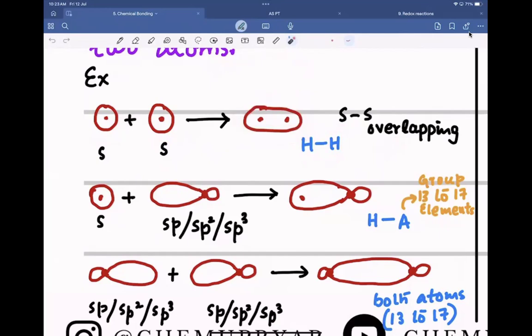Yes, sir. Now, as we have discussed, hydrogen has an s orbital, but before the bonding, if the other atom which is going to form a covalent bond belongs to the elements from group 13 to group 17, then they are going to transform their orbitals into either sp orbital, sp2 orbital, or sp3 orbital, which has this kind of shape: one lower lobe, one smaller lobe, and one bigger lobe.